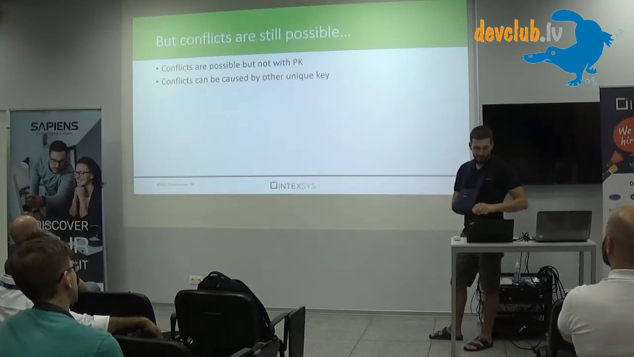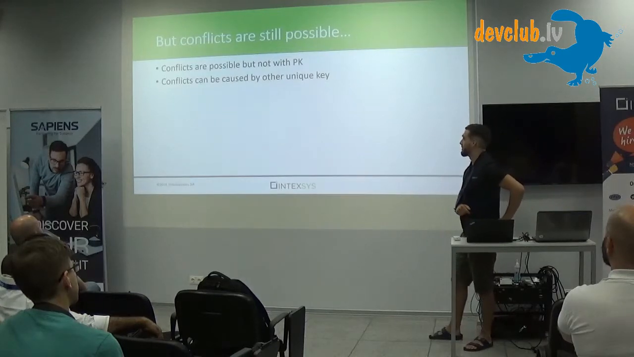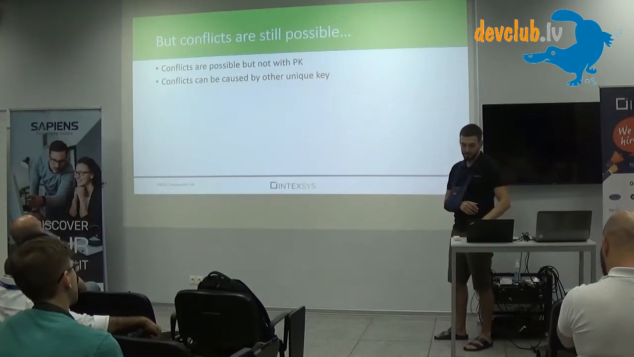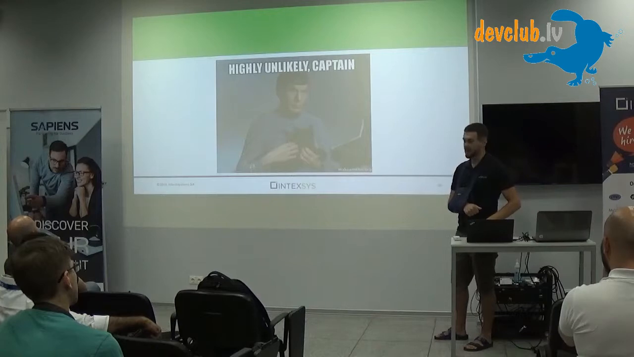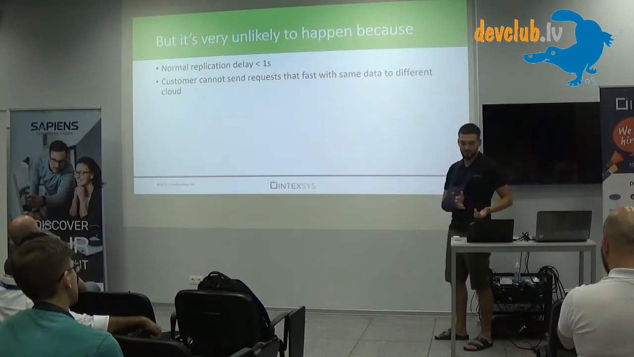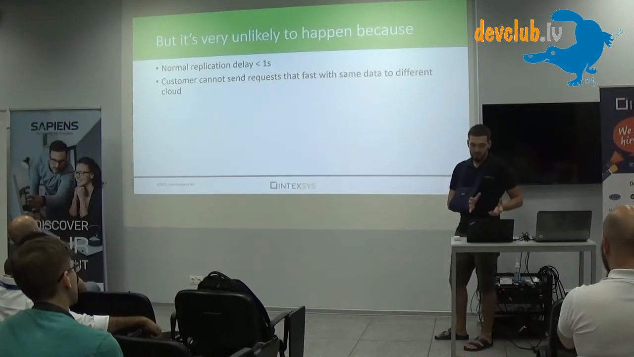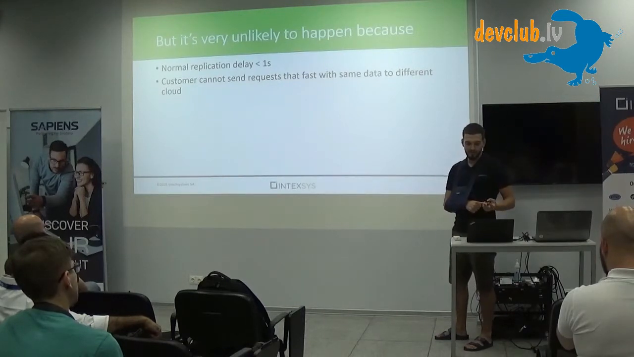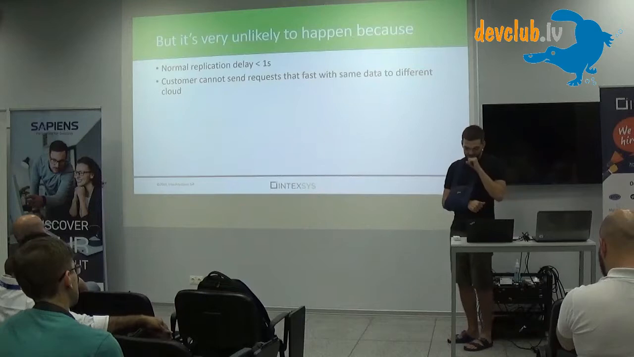But conflicts are still possible, though no more with the primary key. The conflicts can be caused only by other unique keys. But it's highly unlikely. Here's why. Normal replication is done in less than a second. And usually customers that are not botnets cannot make requests so fast to multiple clouds to break our replication.